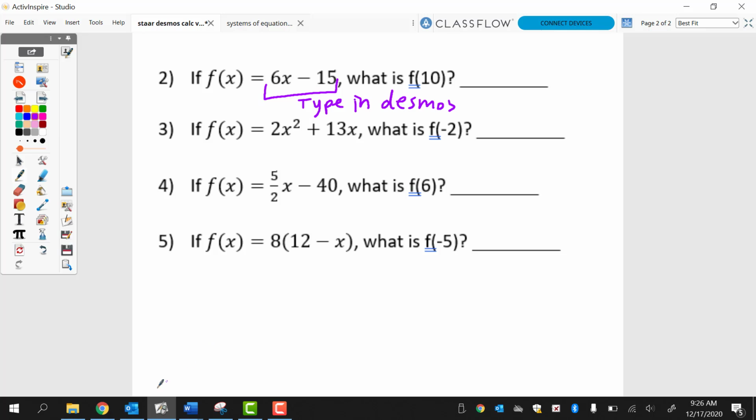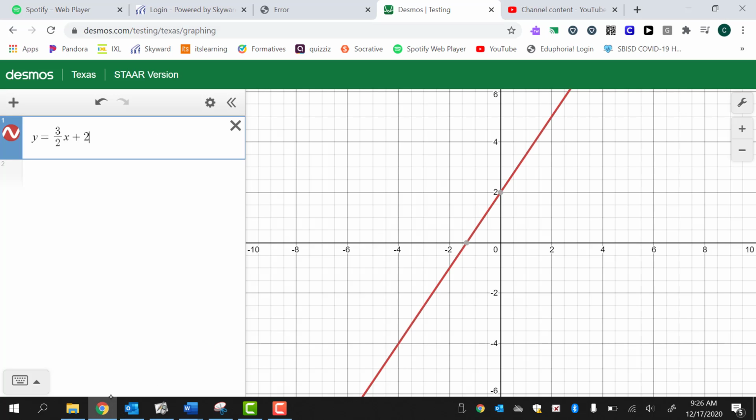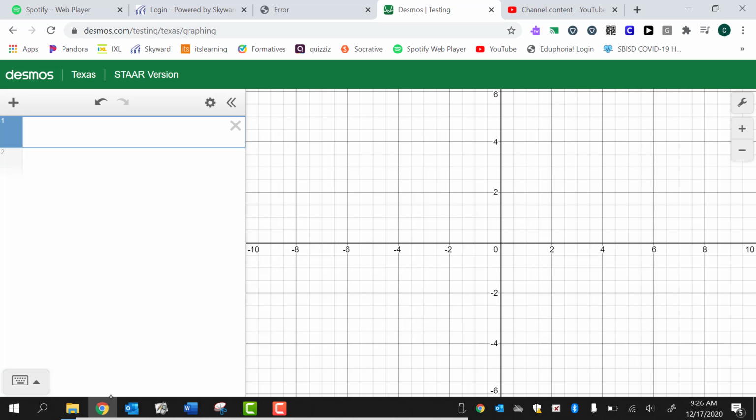So that was 6x minus 15. So I'm going to go here. I'm going to clear that out. If I push the X, that clears it out. So I'm going to put 6x minus 15, okay? And it shows me a graph. Now, a graph is not helpful when I want a number answer. So I want a table, okay?